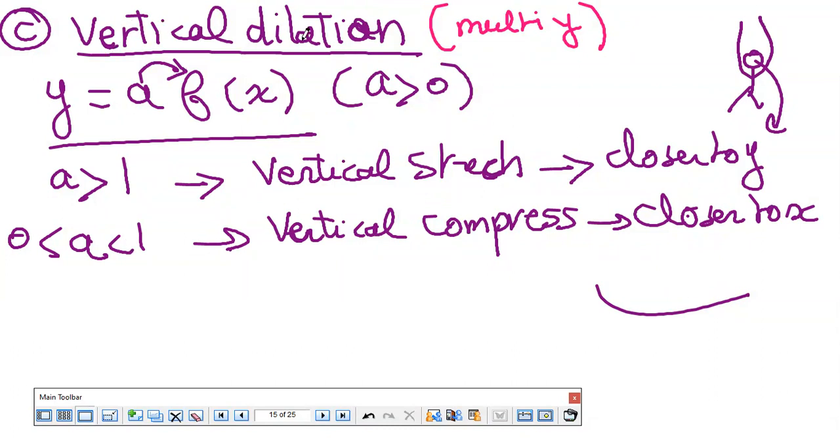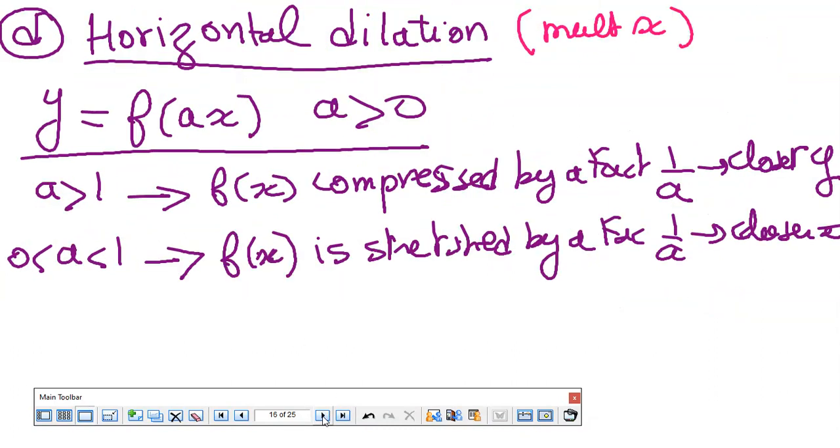So when I say vertical dilation, I'm multiplying the y by this factor. Horizontal dilation is when I'm multiplying x by a factor, by a constant. If a is bigger than 1, we say f of x is compressed by a factor of 1 over a. So I will multiply x by 1 over a. When a is between 0 and 1, f of x is stretched by a factor of 1 over a. All this we will do in the application and you will get it, don't worry.